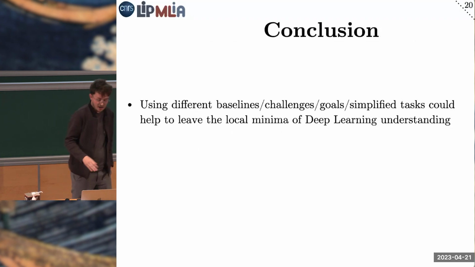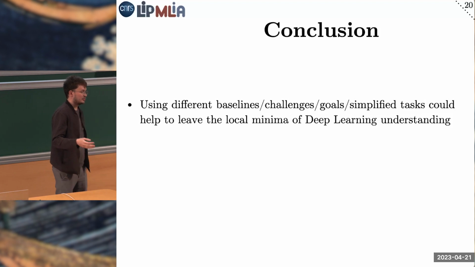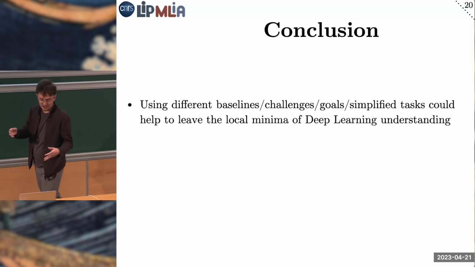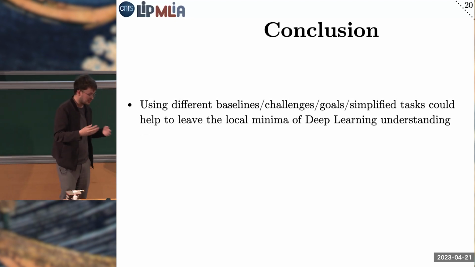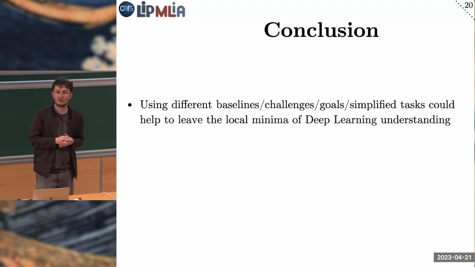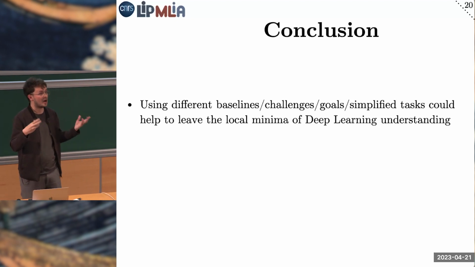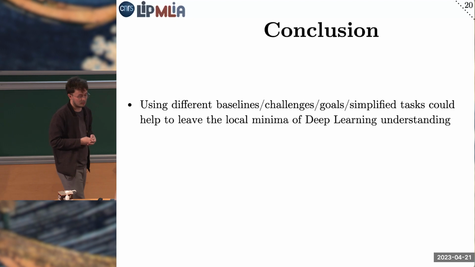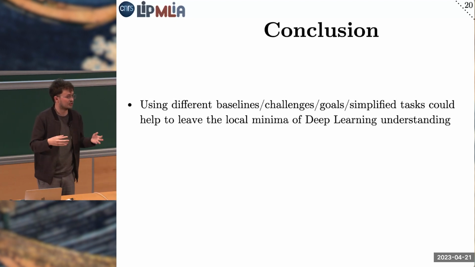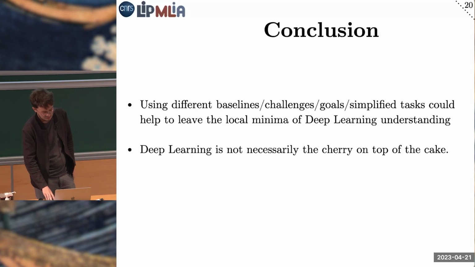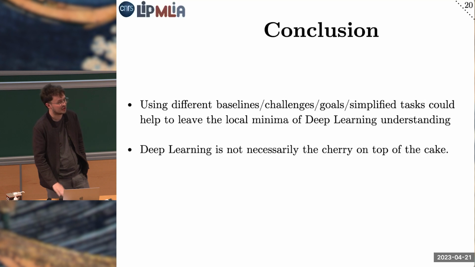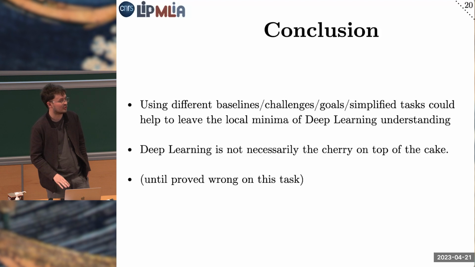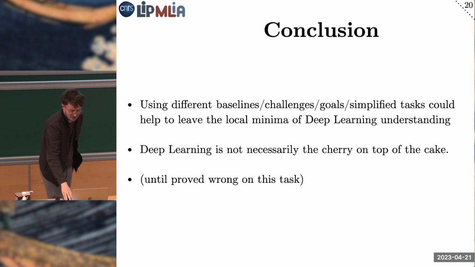So in conclusion, personally, I think that choosing different baselines, different challenges, simplified task goals from what we normally use in deep learning could help to get out of this local minimum of understanding deep learning, because suddenly you really have to be smart about the way you're going to combine your features and train your models. Also, that's one of the examples where deep learning a priori is not doing the best accuracy in a given baseline. So, of course, until I'm proven wrong, and I know how people can do in deep learning.